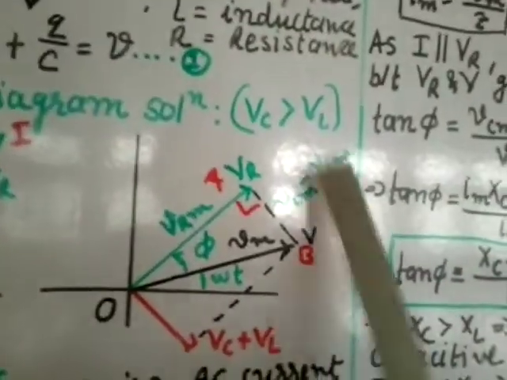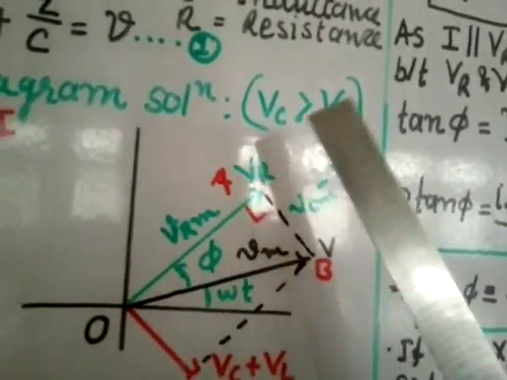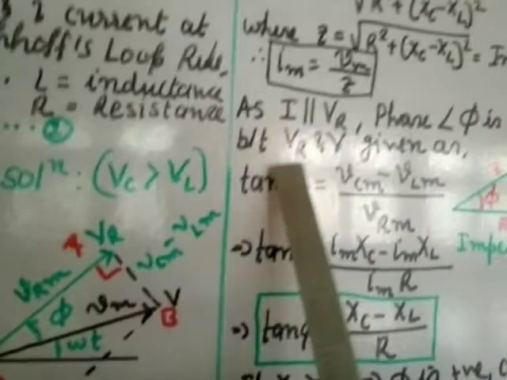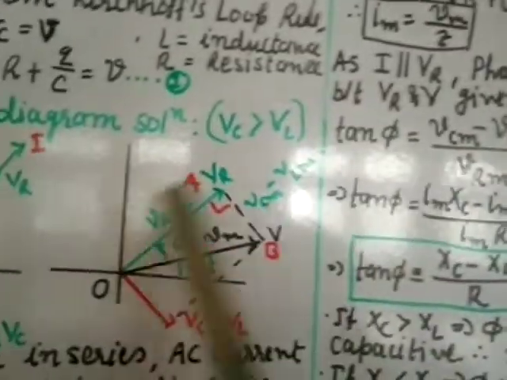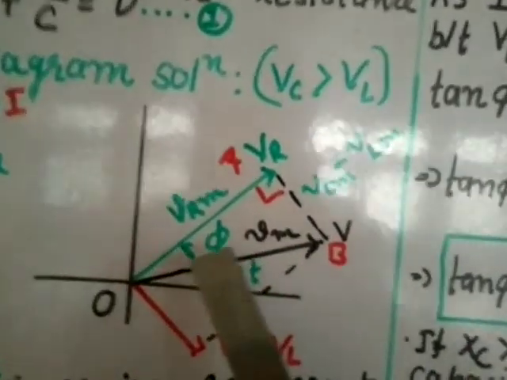As I is parallel to VR, phase angle phi is the angle between VR and V. Now in this diagram you see, we know that VR and I are parallel, so this angle phi is the angle between VR and V. From this diagram we have to find this angle. We'll take tan theta, or tan phi, sorry.